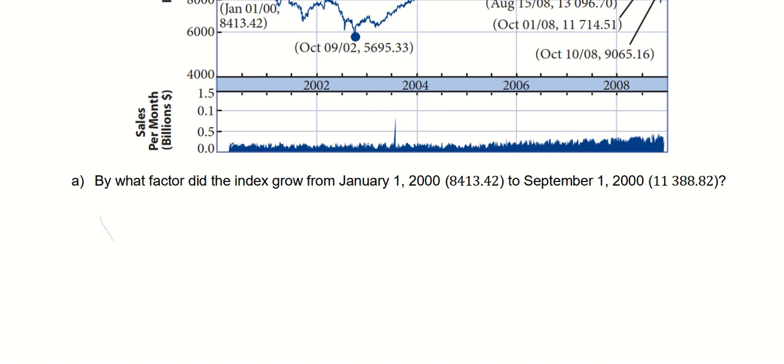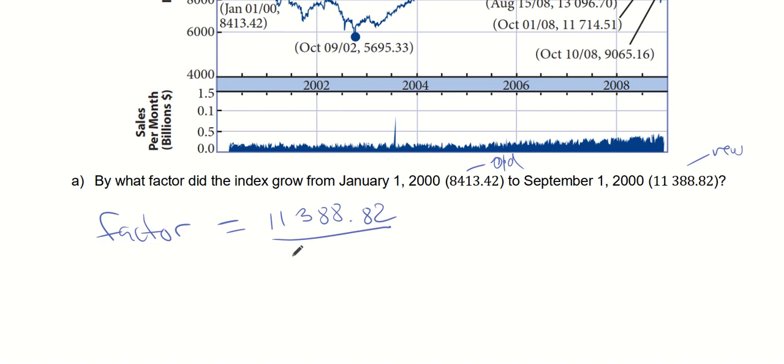So the factor, in short, is going from here, this is the old, to here, that's the new. So you want to put the new over the old, since it's growing. So it's basically 11,388.82 divided by 8413.42. And that's all it really is.